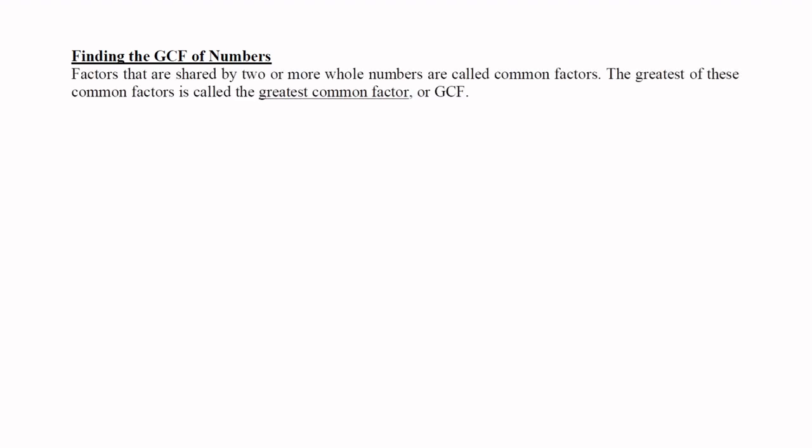Factors that are shared by 2 or more whole numbers are called common factors. The greatest of these common factors is called the greatest common factor, or GCF for short. So the factors of 12 are 1, 2, 3, 4, 6, and 12. These are the numbers that divide evenly into 12.